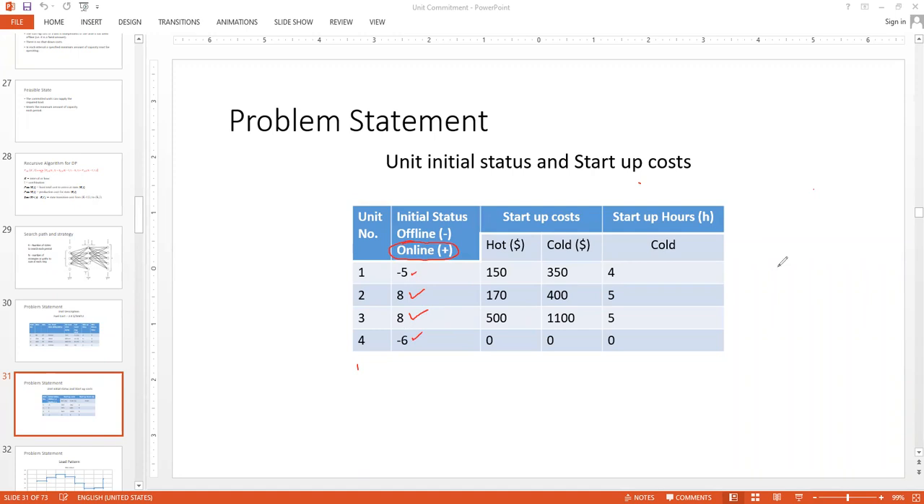So the combination would be, if this is unit number 4, 3, 2, 1, it would be 0, 1, 1, 0. So unit 2 and 3 are on. Unit 1 and 4 are off. You can also take the sequence the other way, but it remains the same, 0, 1, 1, 0. Unit number 1 is off, unit number 4 is off, whereas unit 2 and unit 3 are on. So this would be the initial state.